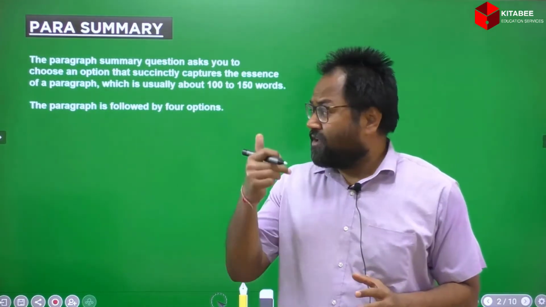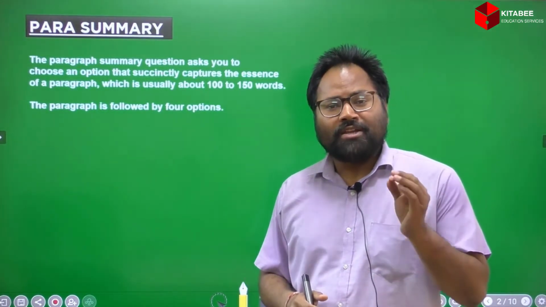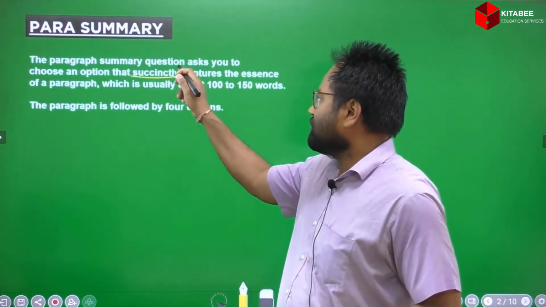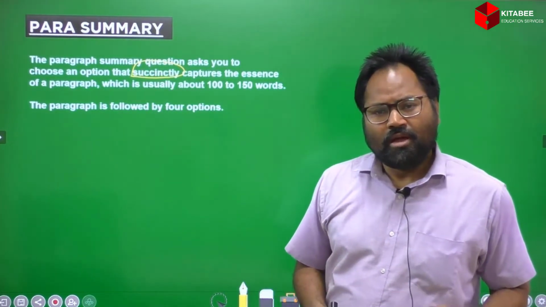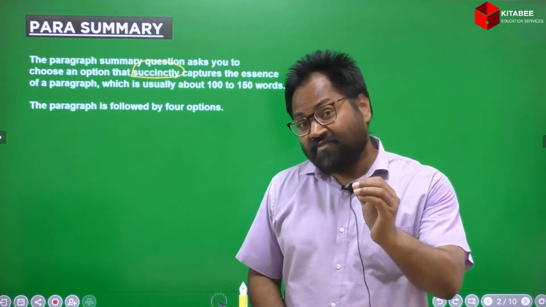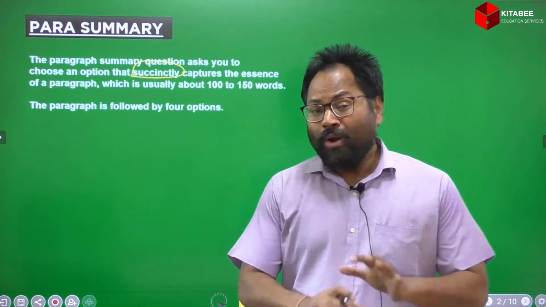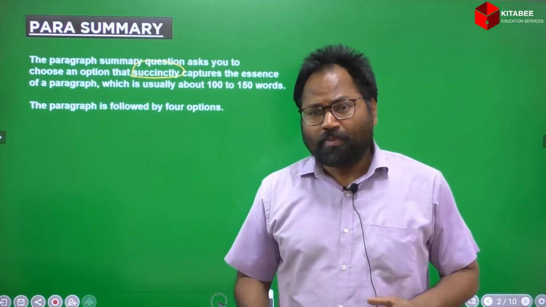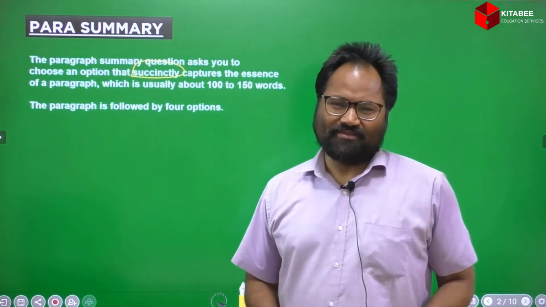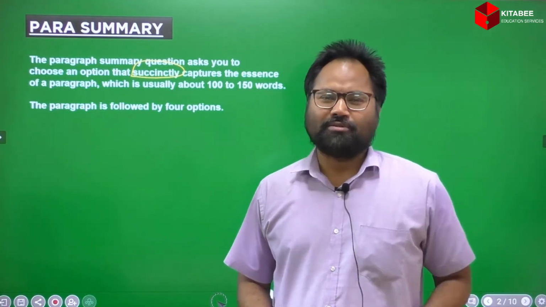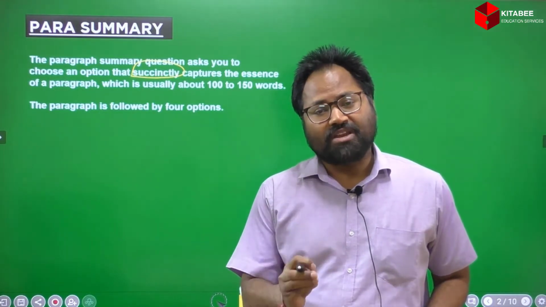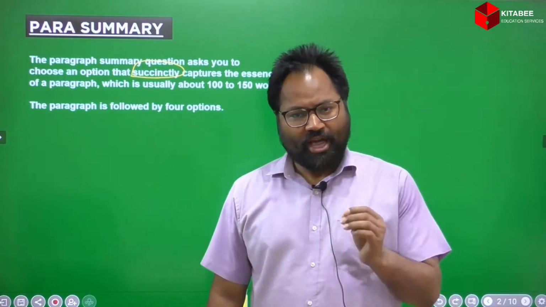Guys, if you see the definition here, you get a very important word, that is succinctly. What does it mean? It means to the point, clear and short. Now that's very important. When you read the paragraph and when you get to the options, you have to choose an option that is to the point, clear and short. That is the basic requirement of a paragraph summary question. Okay guys, let's move ahead.